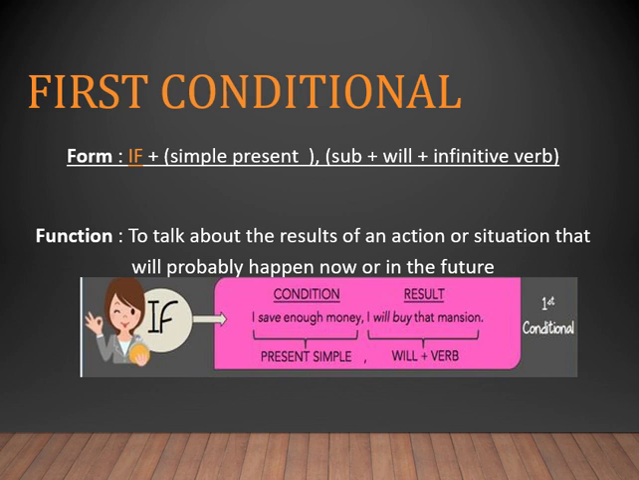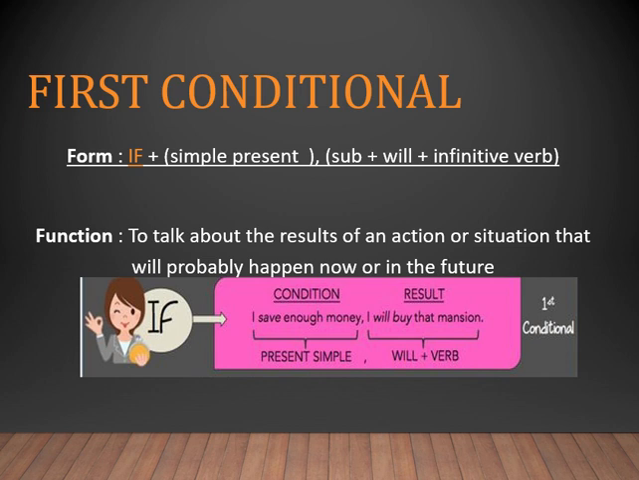We use it, the function, we use it to talk about the result of an action or situation that will probably happen now or in the future. So when we talk about the first conditional, we talk about the result, which usually happens. Okay. For example, here, look at this example.